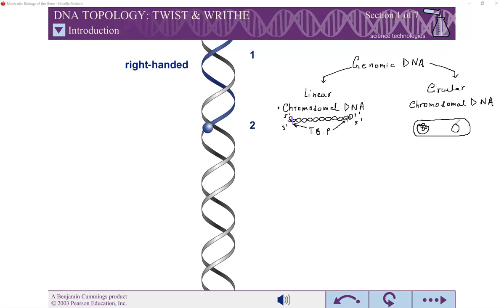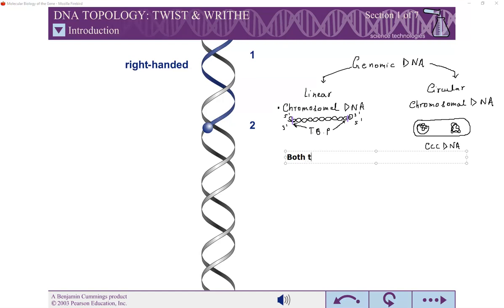As is the case of plasmid DNA, you can also observe plasmid DNA associated with bacterial cells. This is also a cccDNA molecule. So the DNA is called cccDNA. Both linear DNA, which is bounded at its ends, and circular covalently closed DNA molecules are referred to as topologically constrained DNA molecules.